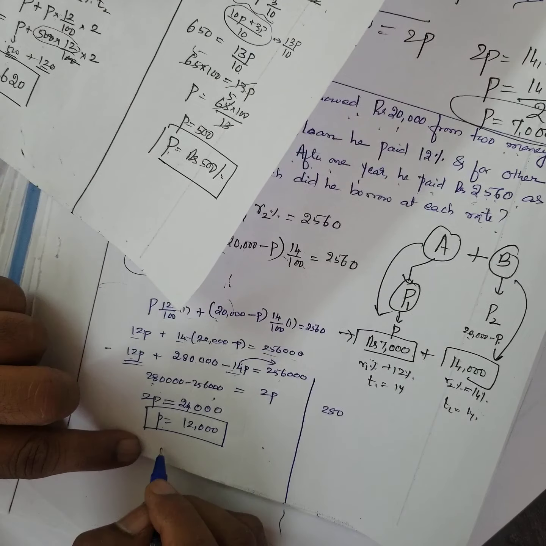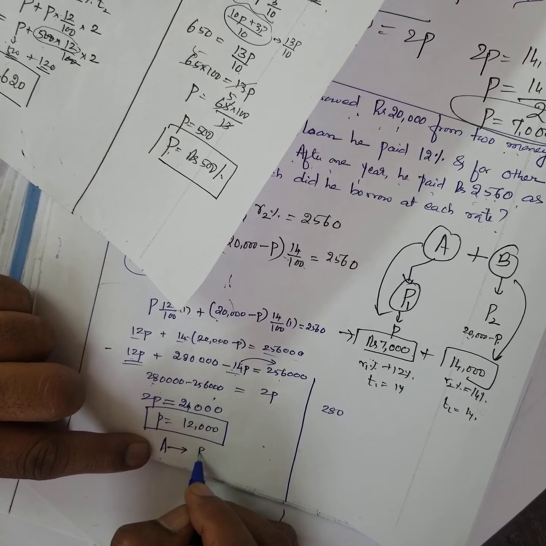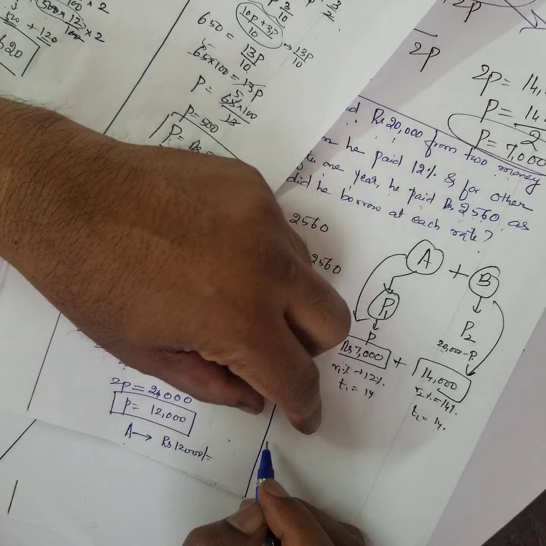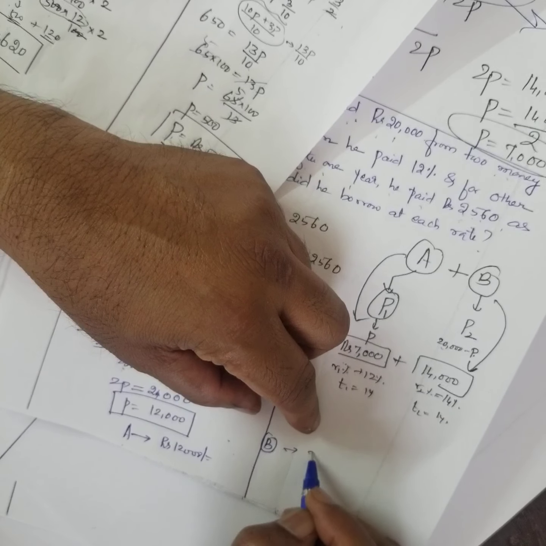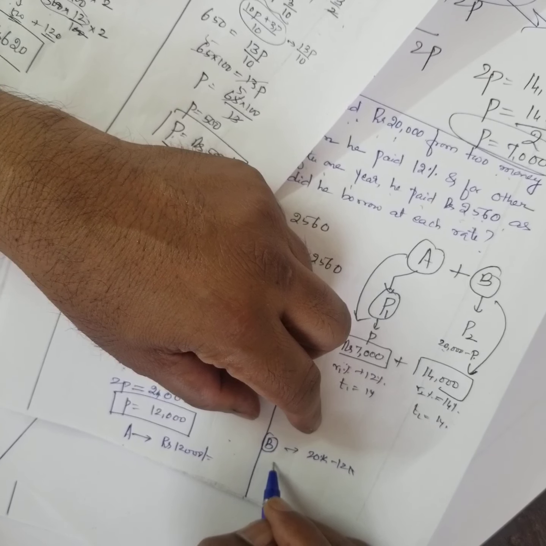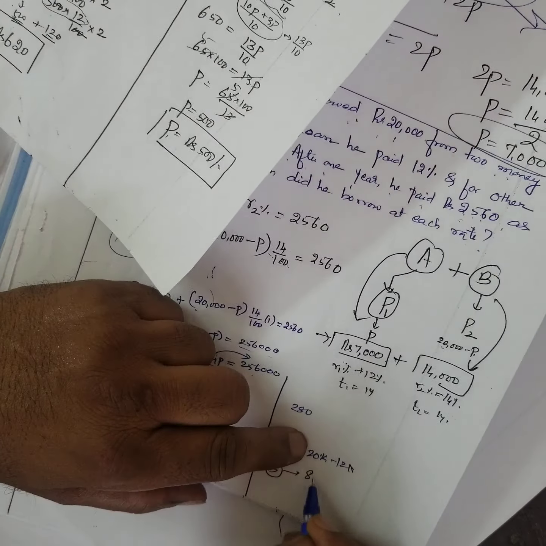Therefore, from A he borrowed rupees 12,000. From B he borrowed what? 20k minus 12k. That means from B he borrowed 8,000.